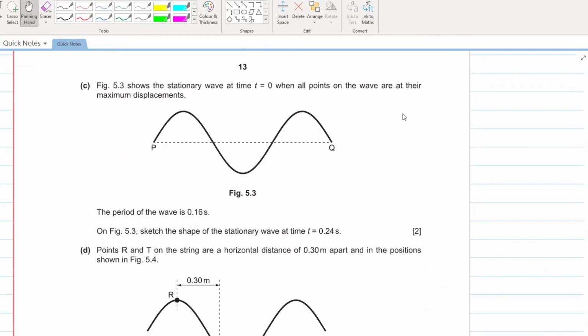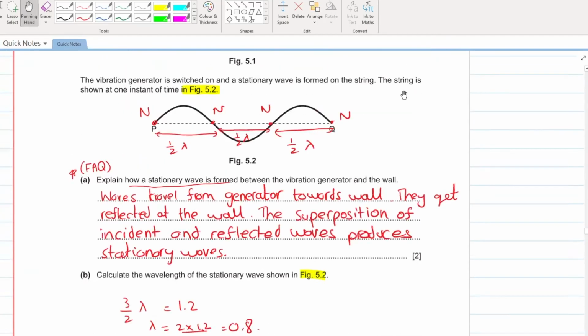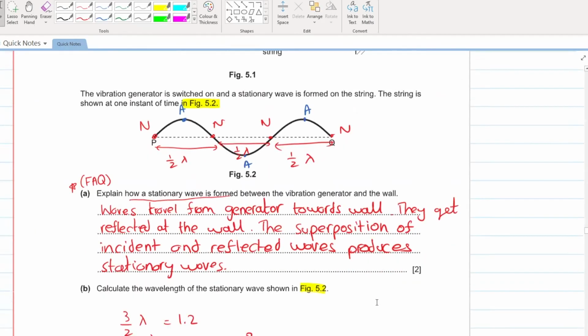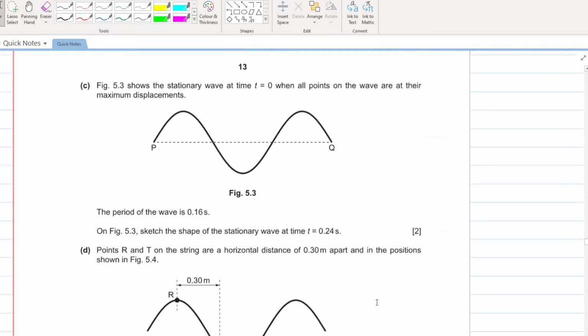Sir, can you tell what is antinode? Beta, antinode is the point of maximum displacement. Just like these are the minimum displacement points, the points of maximum displacement we call antinodes. This is the one. Simple. Okay, let's move ahead.